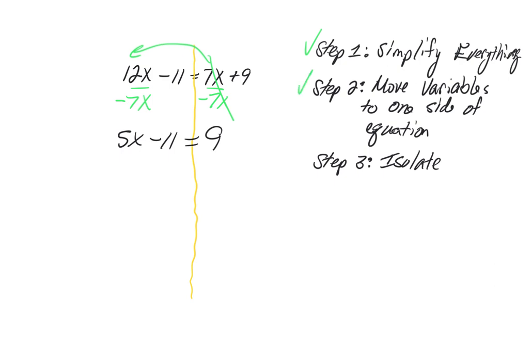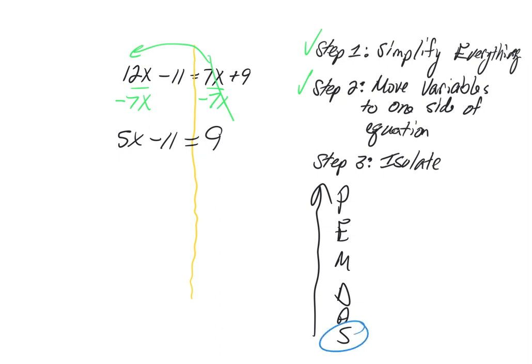So now that I moved all my variables to one side of the equation, I'm now going to move on to that step 3, which is our isolate. And remember, we are using our PEMDAS in reverse. So I'm going to read this out to myself again and see, well, what's being done to my variable. 5 times x minus 11 is equal to 9. So I see we're subtracting and multiplying just like we did in our other problem.